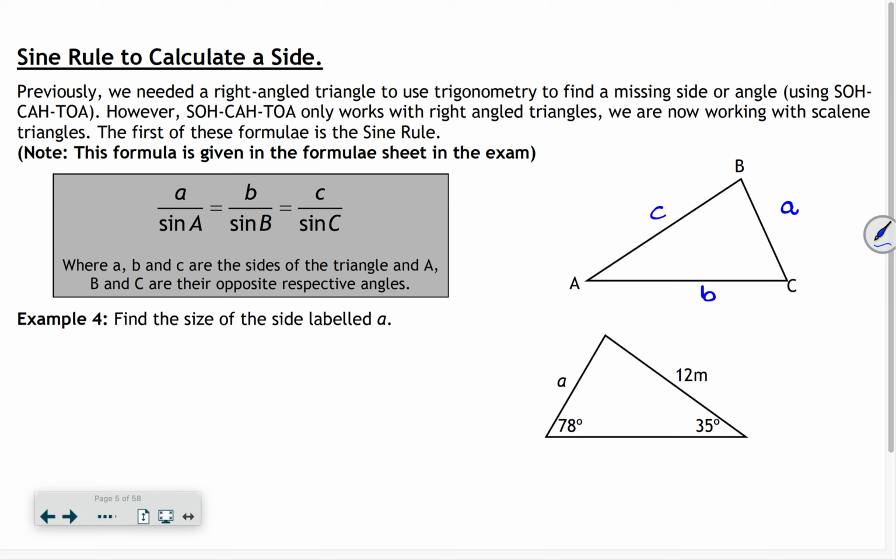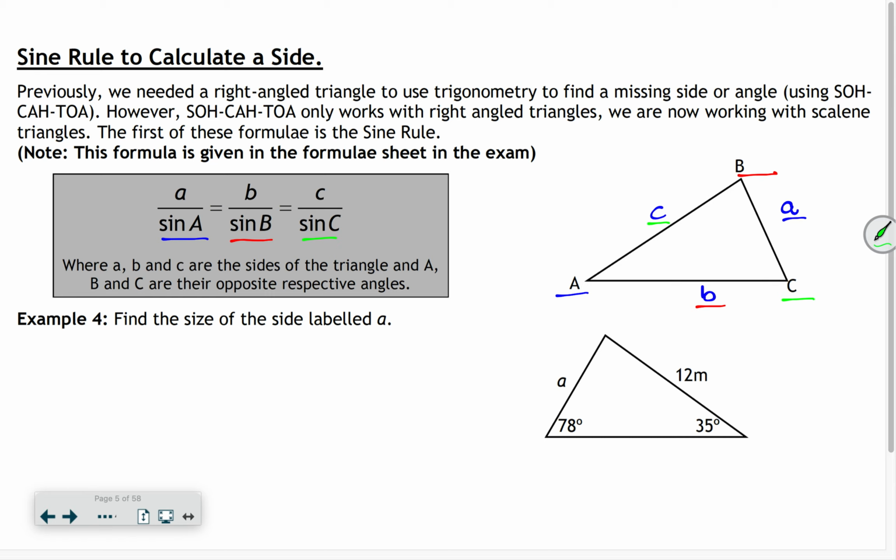All it's really saying here is that a over the sine of A is equal to b over the sine of B, which is equal to c over the sine of C. To make this formula work, what you really need to have is a pair of angle and opposite side. We'll see how this works in the example.